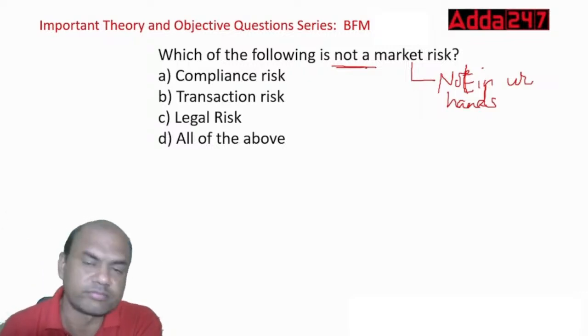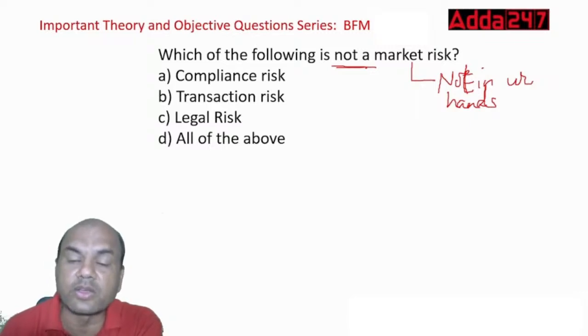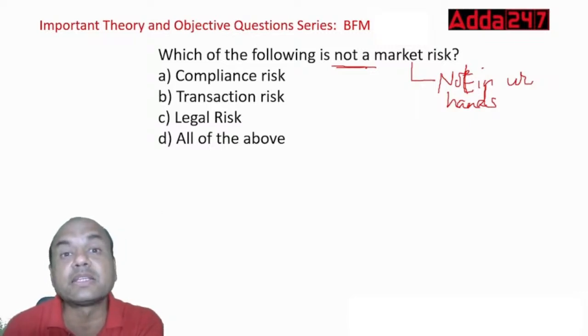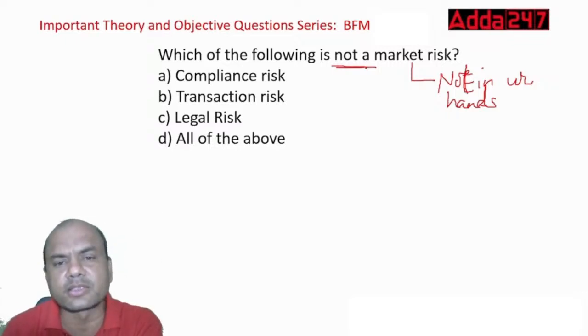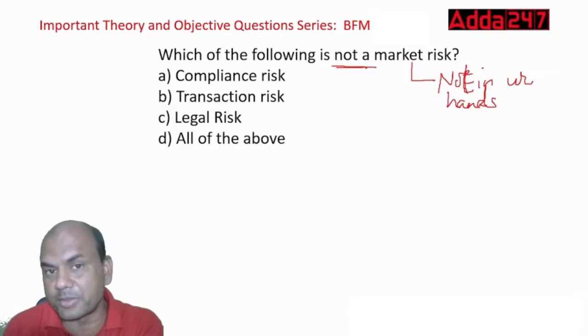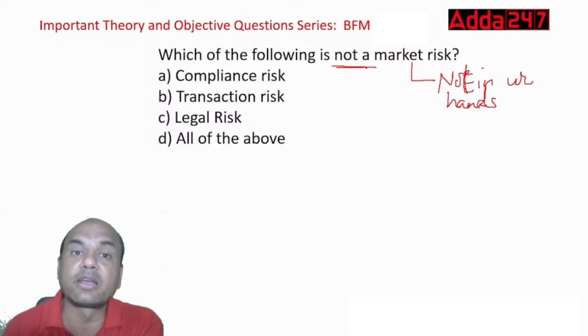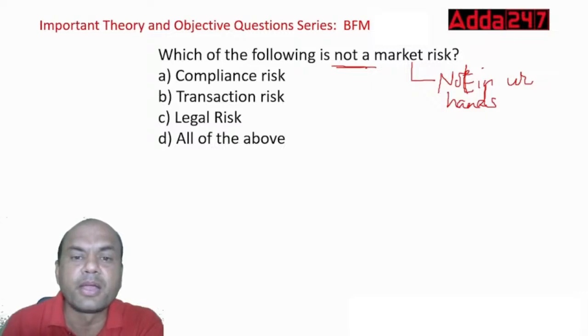Russia-Ukraine war, not in your hands. The COVID situation, not in your hands. RBI changing the repo rates, not in your hands. So this is all market risk. So which of the following is not a market risk? Compliance risk. Compliance means submitting the returns or the consent documents to RBI. It's in your hands. You have to follow the compliance. So it is not a market risk.